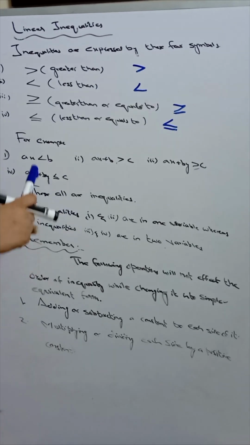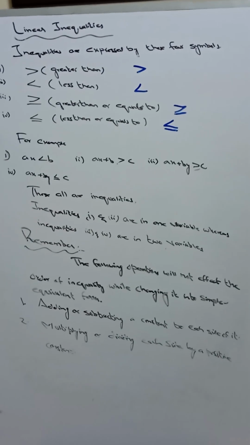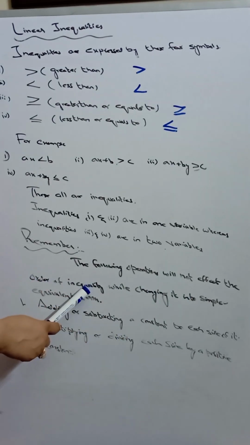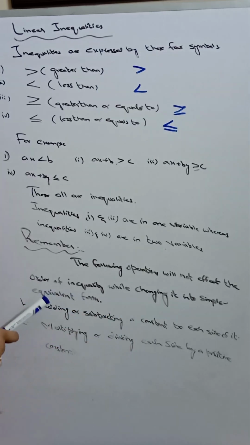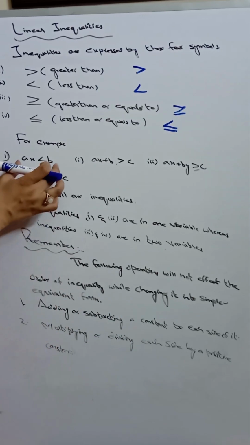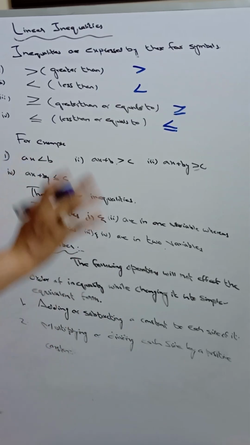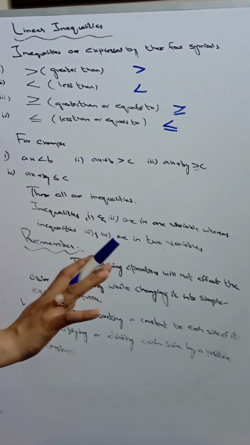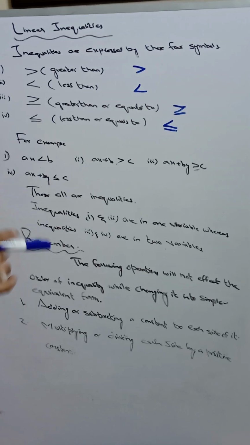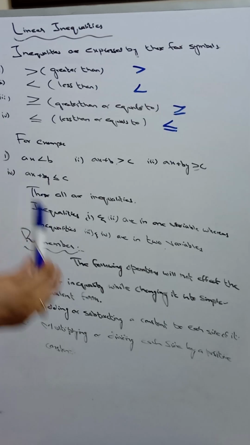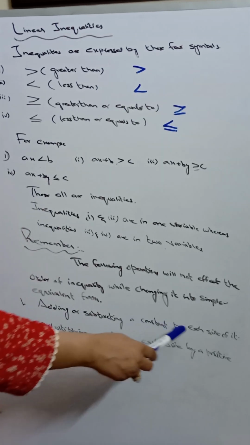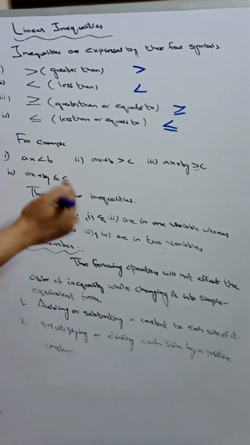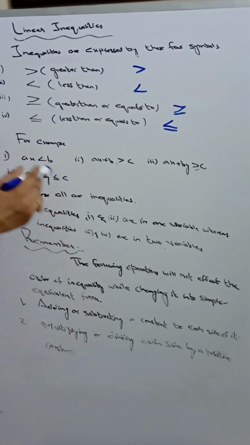Alright, now the points to remember. The following operations will not affect the order of the inequality while changing it into a simpler equivalent form. When we solve such inequalities, the symbol's order will not change. Number 1, for example, adding or subtracting a constant to each side of it. We can easily solve it by adding or subtracting any constant here.